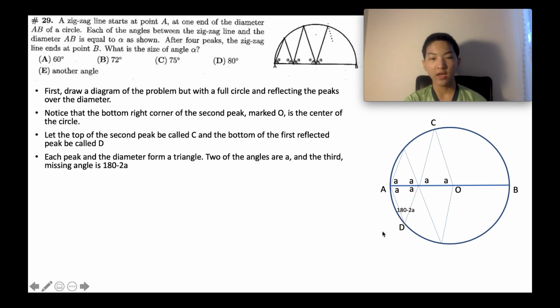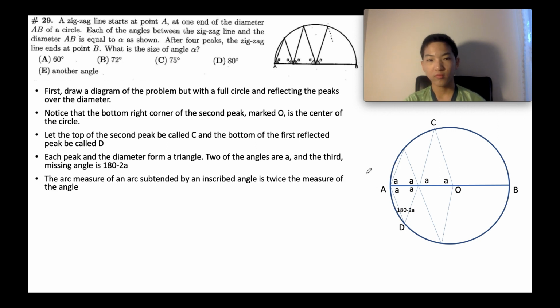So each peak and the diameter form a triangle. For example, we have this triangle right here with the first peak and the diameter. Two of the angles are alpha, and the third missing angle is 180 minus 2 alpha. In this case, I've labeled the third missing angle for this triangle at the bottom right here.